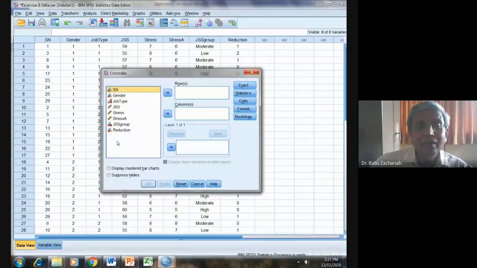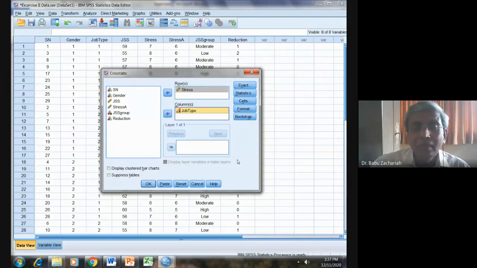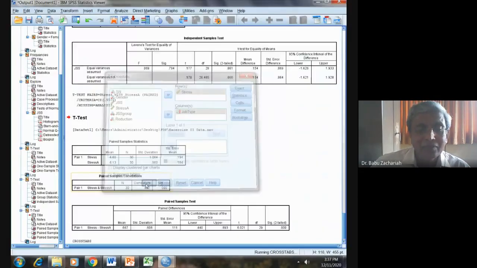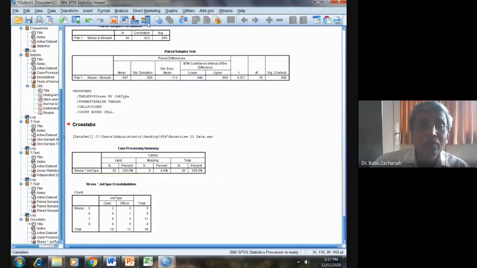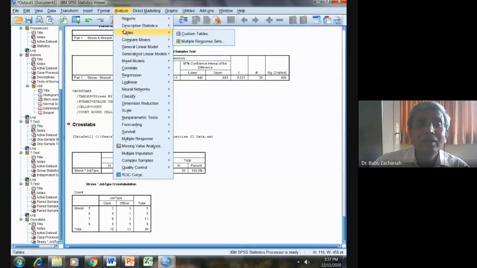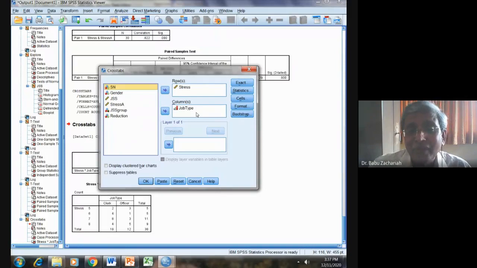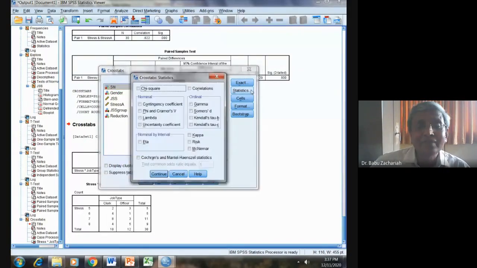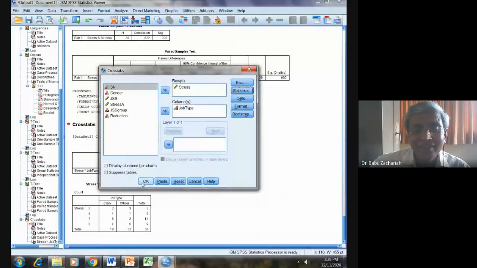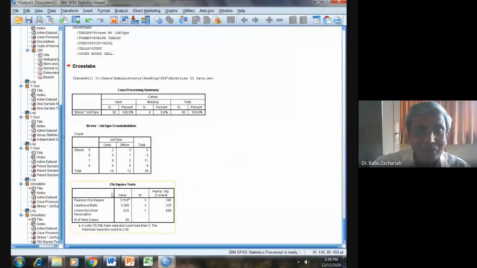So we will take stress in rows, job type in column, and click OK. So, sorry, we forgot to do one more thing. One minute, we will do that again. After this, one more thing you have to do: go to statistics, chi-square. This we forgot. And click it. So this time, chi-square test, Pearson's chi-square, other things you can ignore.